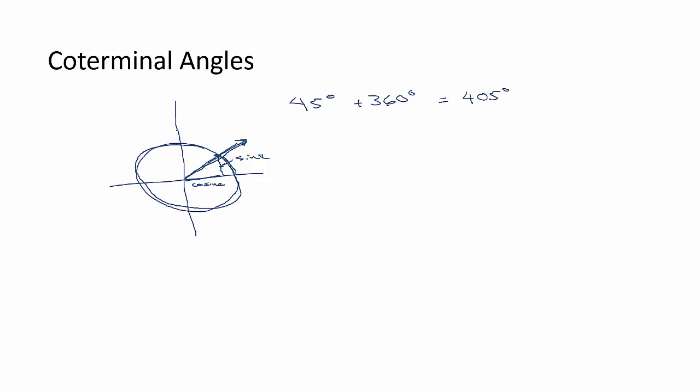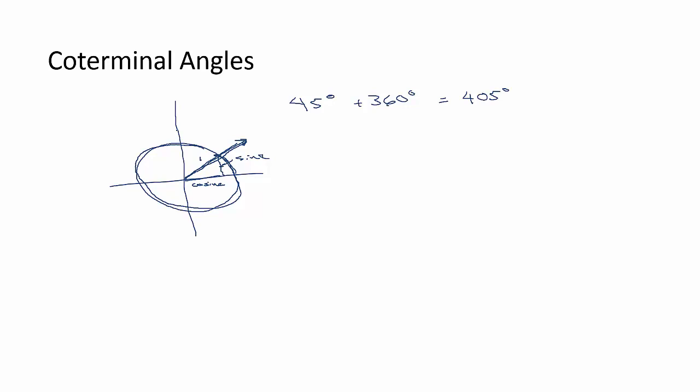So as far as the horizontal and vertical, where it cuts off the unit circle, as far as that's concerned, they're the same. That's why we care about whether or not angles are coterminal. Okay, if you're measuring angles in degrees, you could just add or subtract multiples of 360 to find other angles that are coterminal.